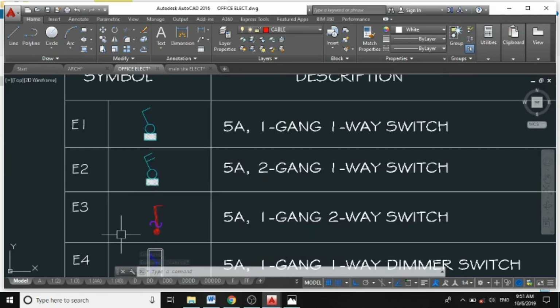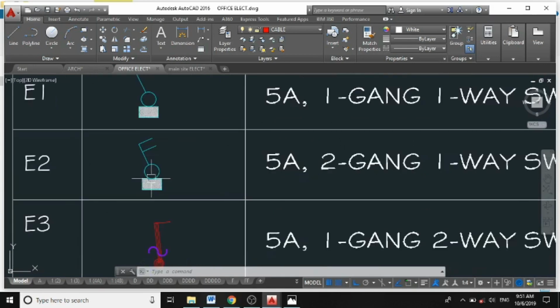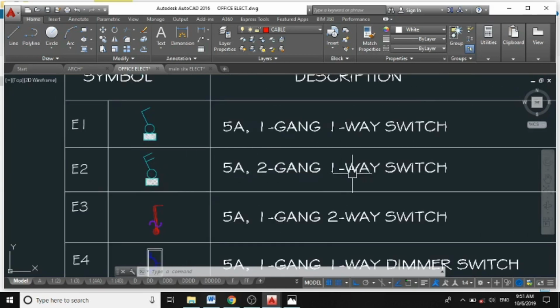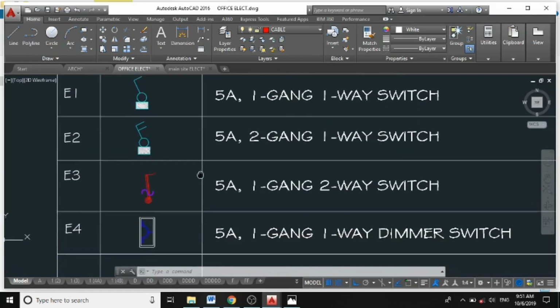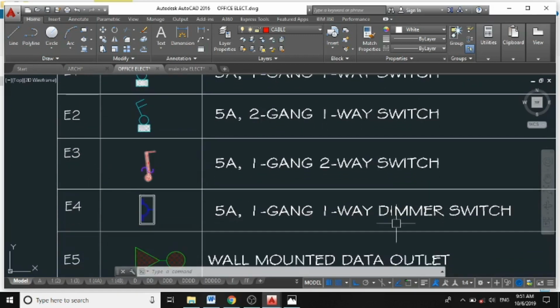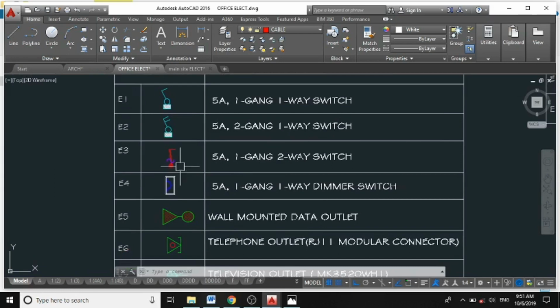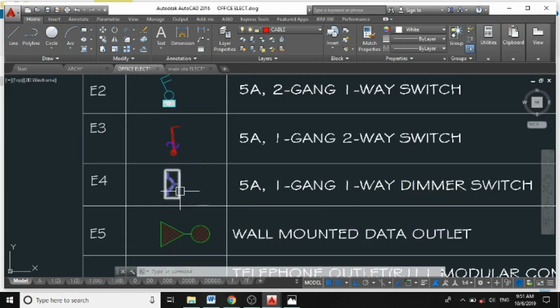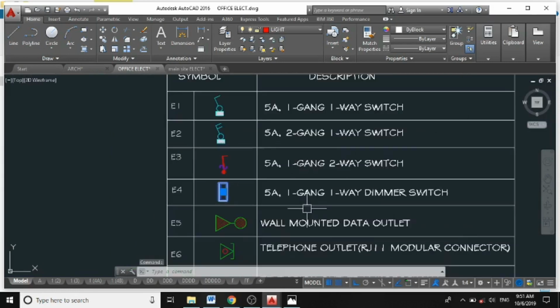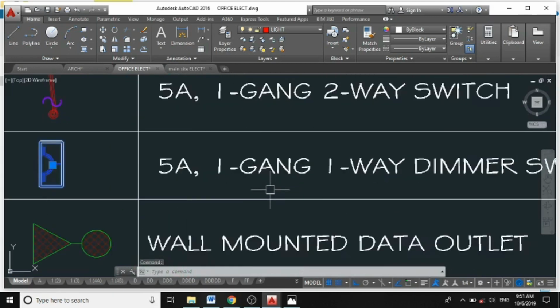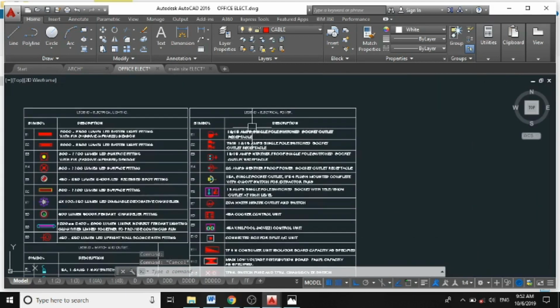Symbol E2. Here is the symbol. It represents a 5 ampere 2 gang one-way switch also. I have this symbol which represents a 5 ampere 1 gang 2-way switch. I have this symbol for my dimmer switch, which is also 5 ampere and 1 gang.